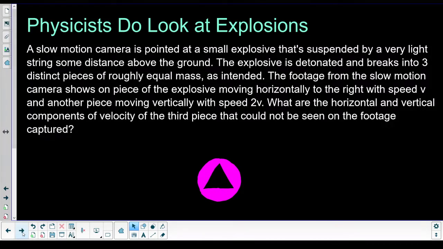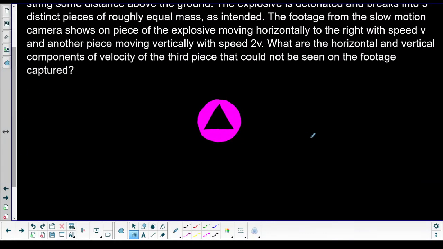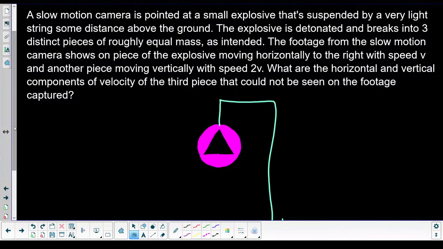A slow motion camera is pointed at a small explosive that's suspended by a very light string some distance above the ground. So we've got like a rack, string, explosive. The explosive is detonated and breaks into 3 distinct pieces of roughly equal mass. Look at that, already 3 equal pieces. Oh no, except now it's broken. Okay, all right. As intended. They designed it that way.